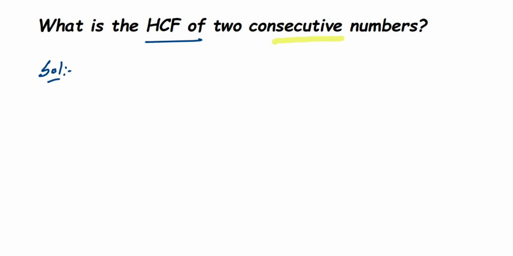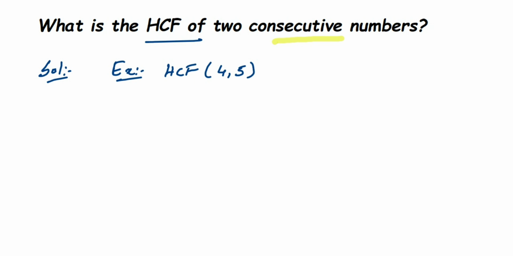Let me take here 4 and 5. This is the first example I'm taking. We're going to find out the HCF of 4 and 5. You can use the division method, or you can use the prime factorization method. Both are the same. Here I'm going to use the division method for the first example. The division method is also called the Euclid division algorithm, where you find out the HCF by division.